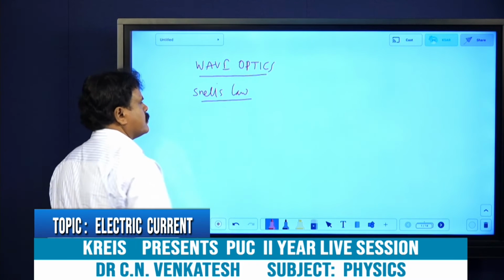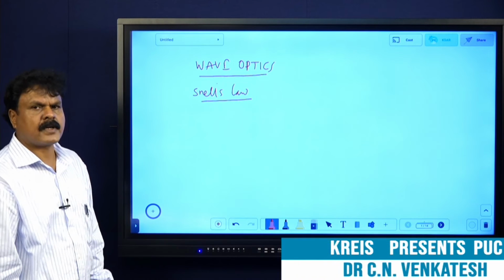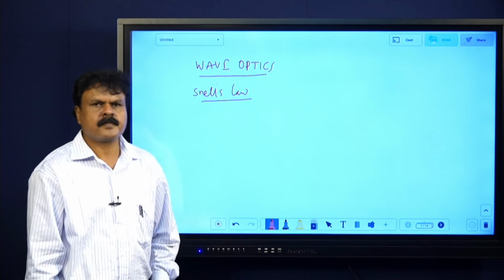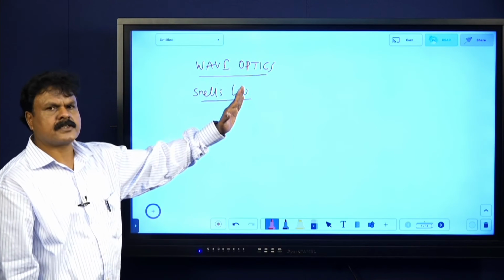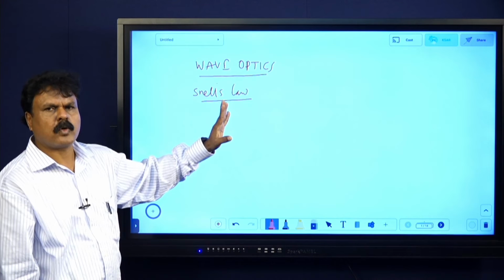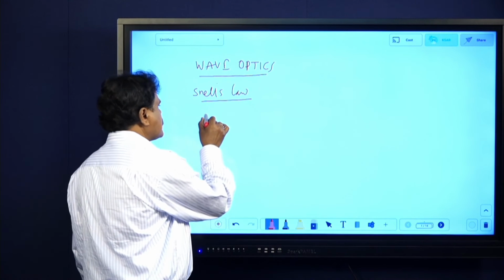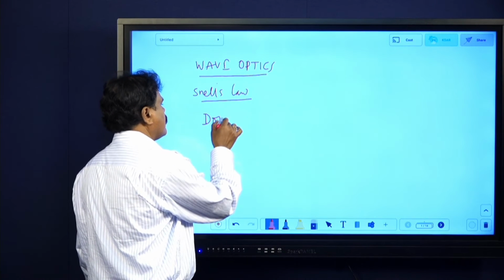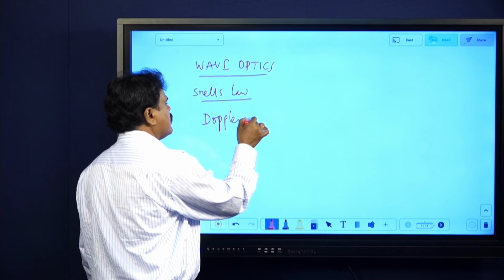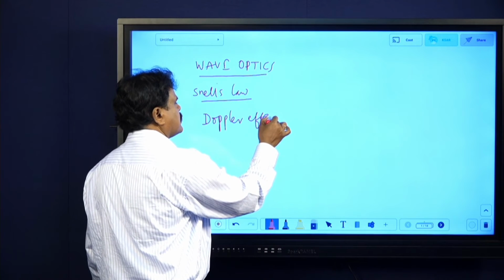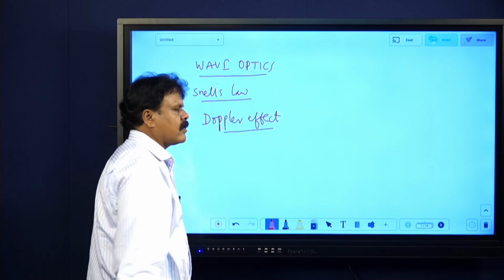that is due to reflection, as well as Huygens principle. That is due to reflection and as well as refraction, both are important. Then just the Doppler effect formula, only the Doppler effect formula, and violet shift or blue shift or red shift, what is the meaning of it.